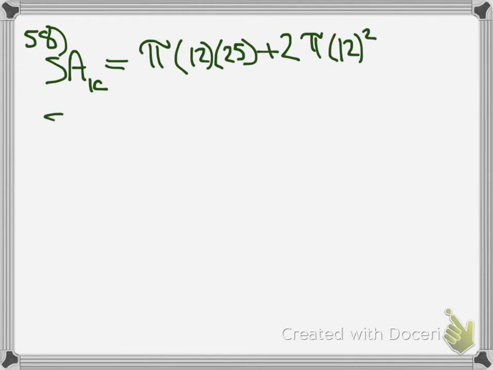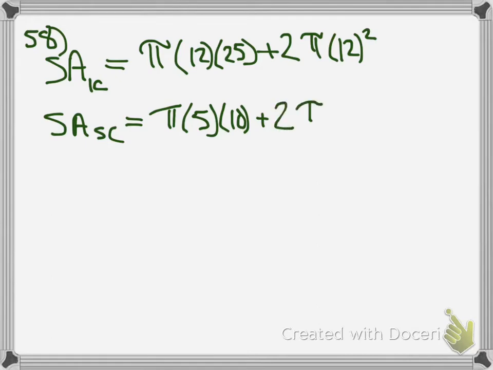So the small cylinder, I'm going to say is SC, is pi times 5 times that height, which is 10, plus, we don't want both, we just want one. Okay, so we're going to do it this way. So, I'm still going to say 2 pi h. 2 pi r squared, 5 squared. Okay. That would give me the surface area of one, that would give me the surface area of the other.